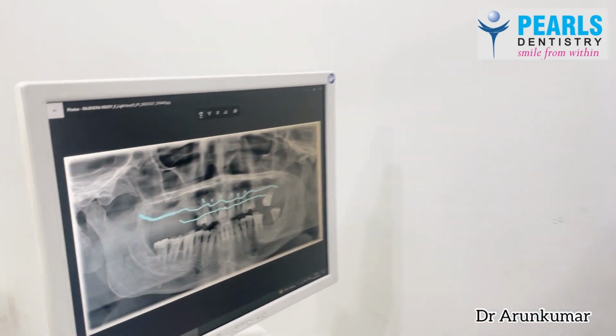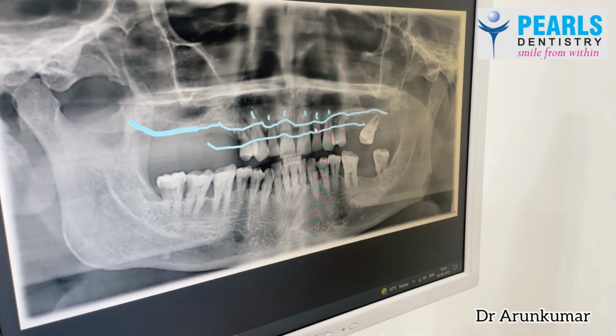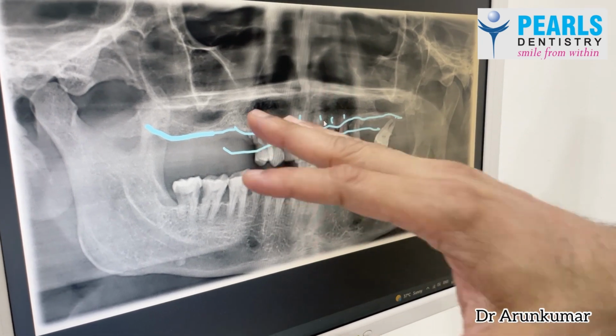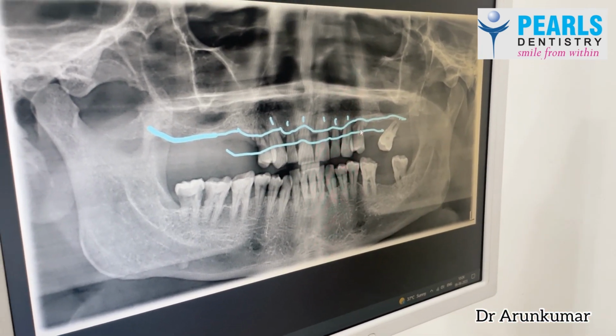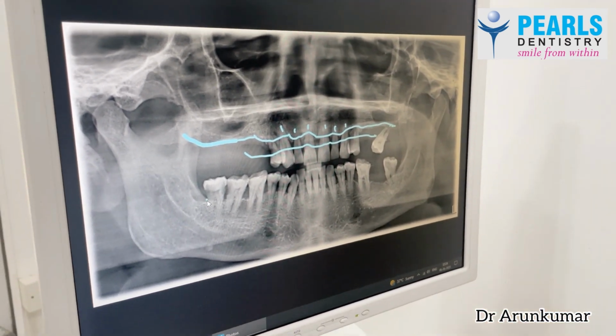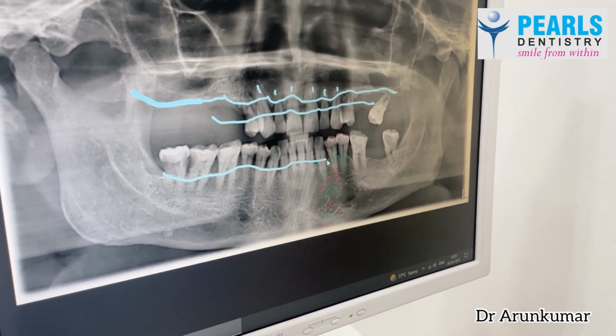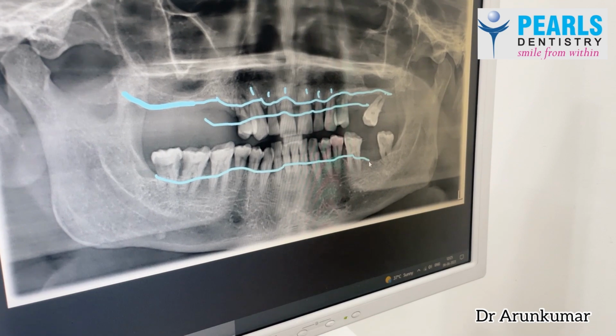So for this particular patient, what was advised is extraction of all the upper teeth and then an implant replacement; a full upper arch implant replacement was what was planned. When it comes to the lower teeth, of course, there is a lot of bone loss in the lower segment also, as I'm showing you.